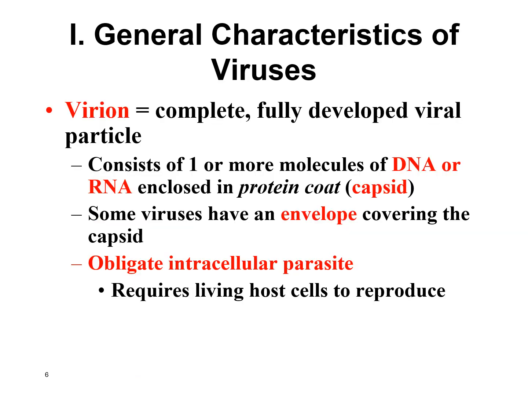Okay, and then just some vocabulary words: a virion or a virus. That's just the complete, fully developed viral particle. And a virus just consists of DNA or RNA as the genetic material, and that's going to be enclosed by the protein coat, the capsid. And then some of the viruses will have an envelope that covers the capsid, which we'll look at in just a minute. And then we talked about them being obligate intracellular parasites. So they do require a host cell to infect in order to reproduce.